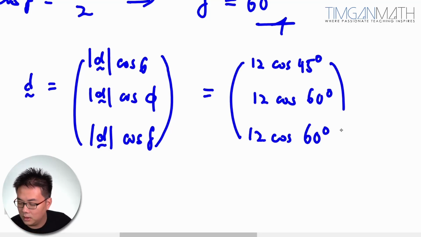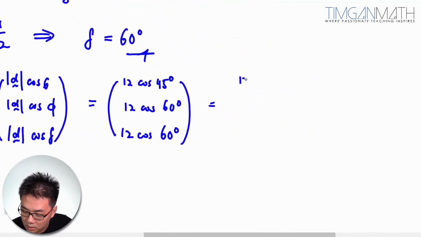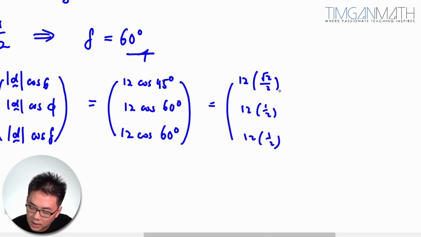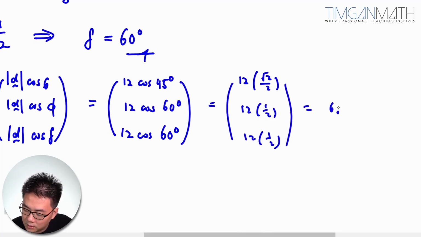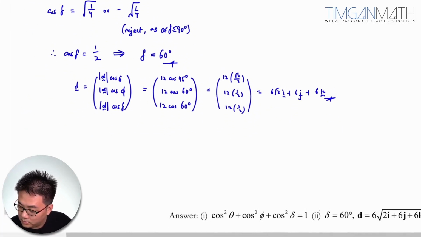So what we get is 12 times root 2 over 2, 12 times a half, and 12 times a half. So the Cartesian form is 6 root 2 i plus 6 j plus 6 k. So this is d.